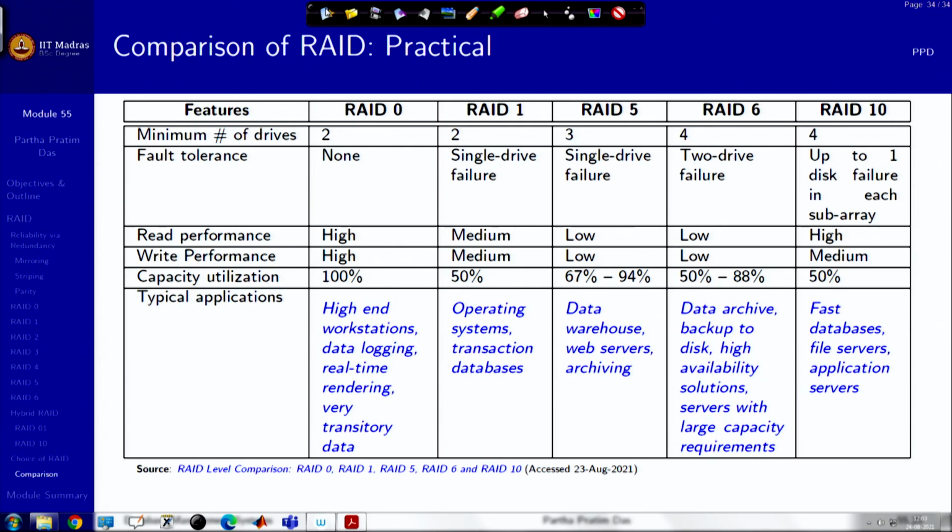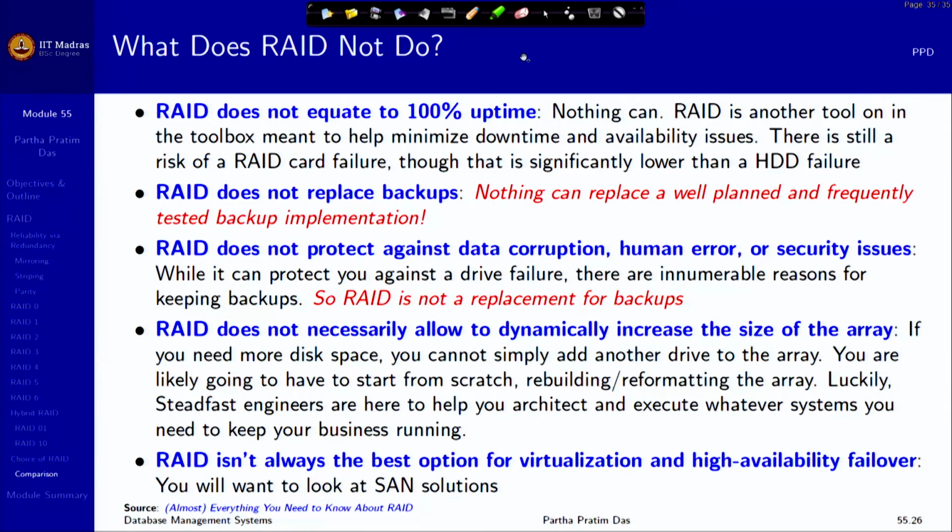One of the most common for fast databases, file servers, and application servers that we are studying about is RAID 10, which has up to 1 disk failure in the sub array, has a high read performance, which is what you need, a medium write performance, and you have to live with a capacity utilization which is 50%. So, keeping this in mind, you can decide on what kind of RAID you want.